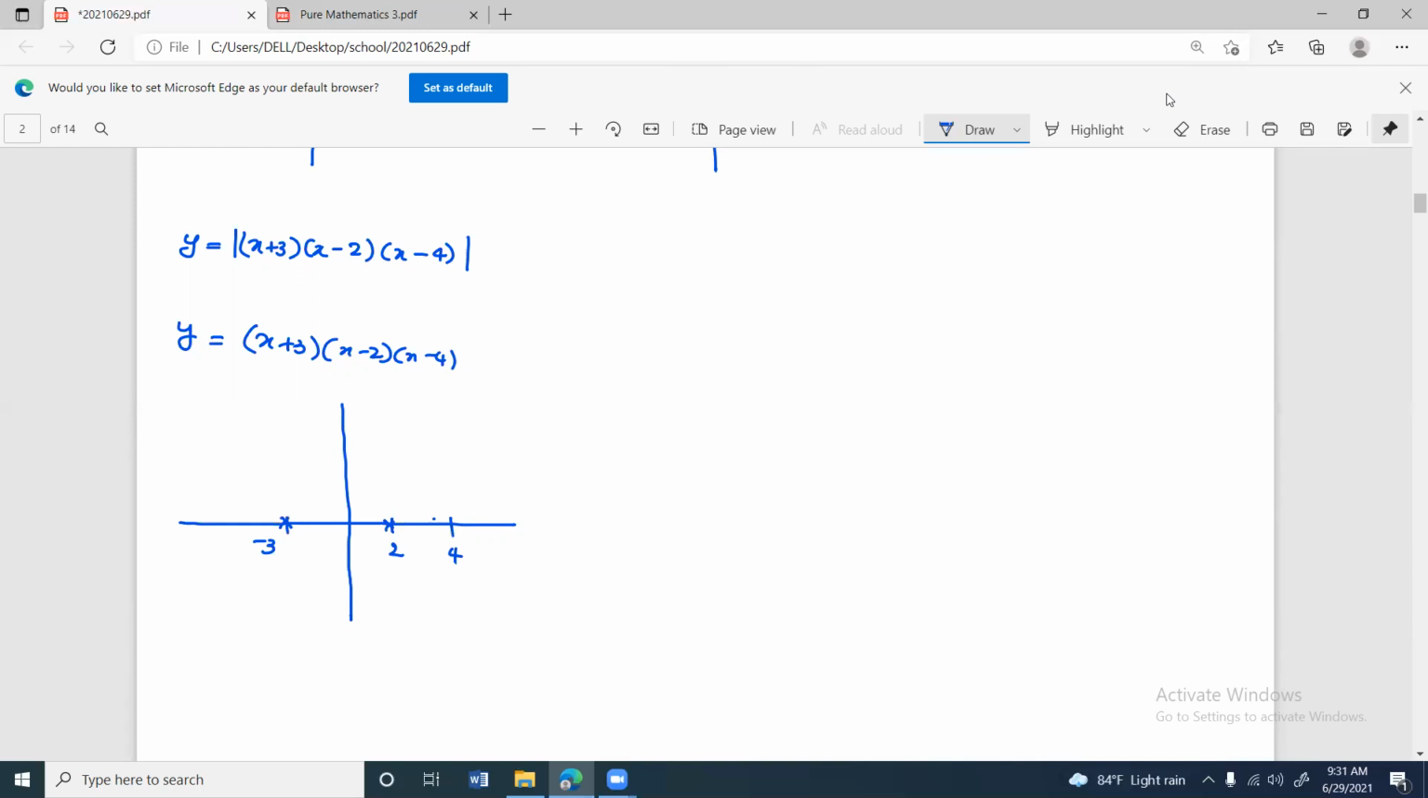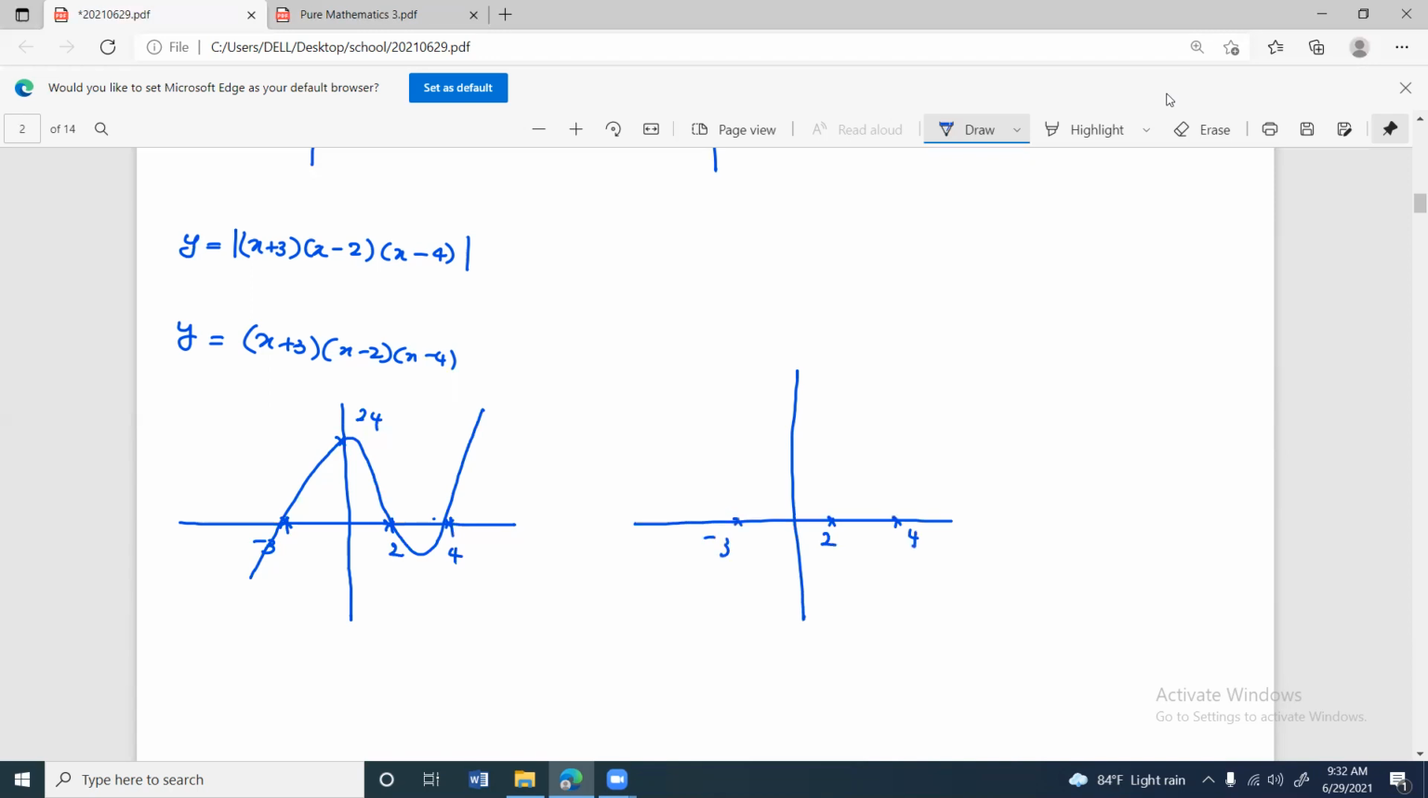And where it meets the y-axis, when x equals 0, it turns out to be 24. Then you can see the graph goes like this and it goes like this. Right. Then what you need to draw is, with 2 and 4 and minus 3.